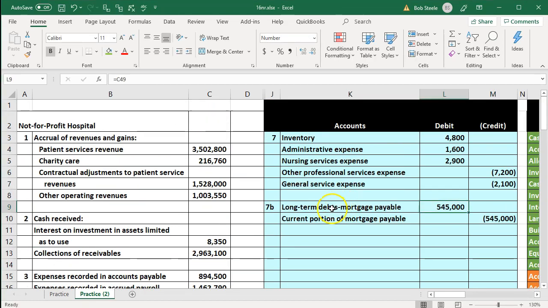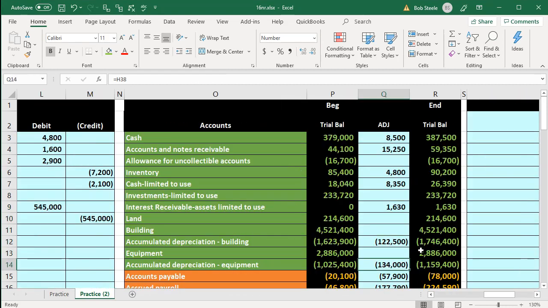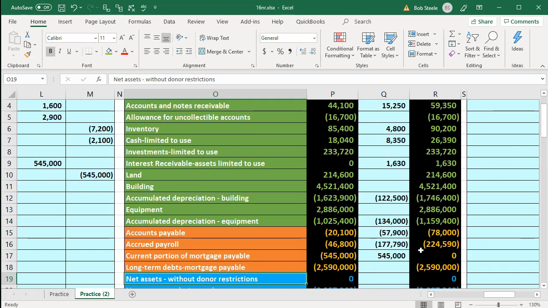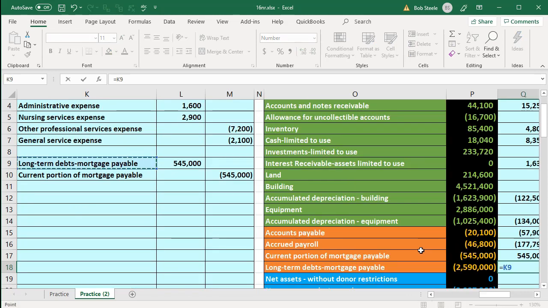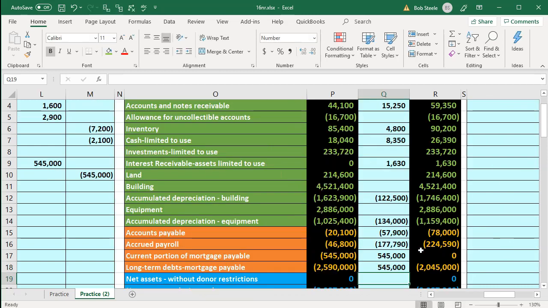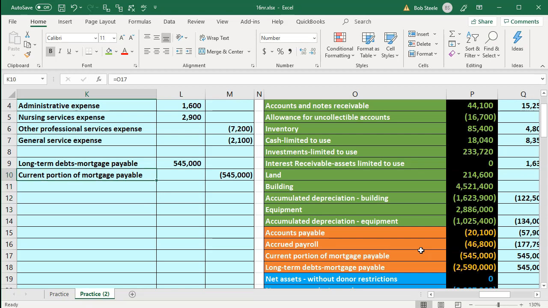Now we'll go ahead and post this out. So we're going to say the long-term debts. Let's scroll over to the long-term debts. If we scroll back down, we have the long-term debts, the mortgage payable. We are in cell Q18. So within Q18, we're going to say equals. Scroll over, pick up the long-term debt, the 545, and enter. So that decreases it.